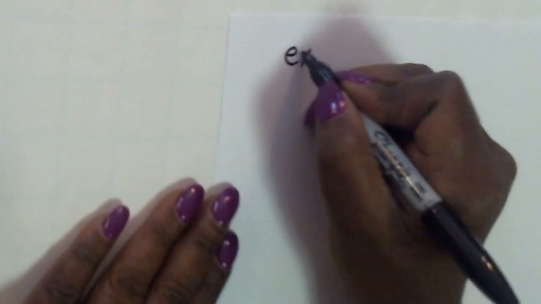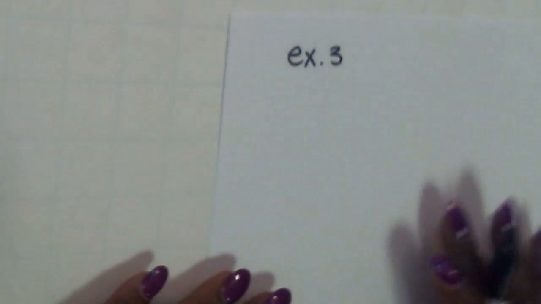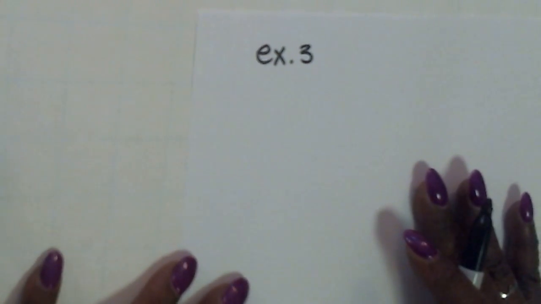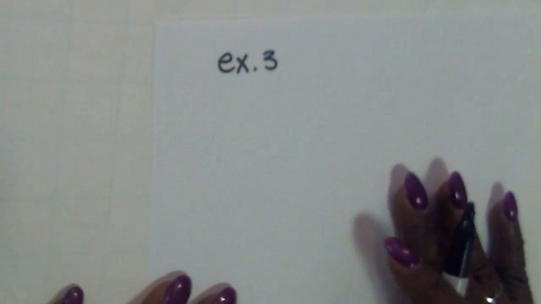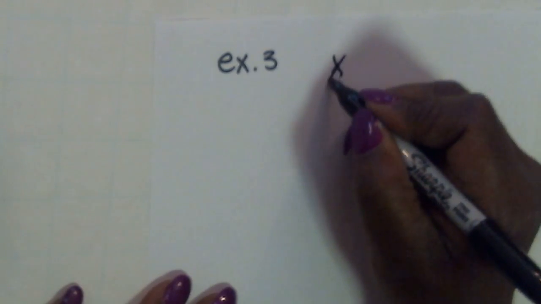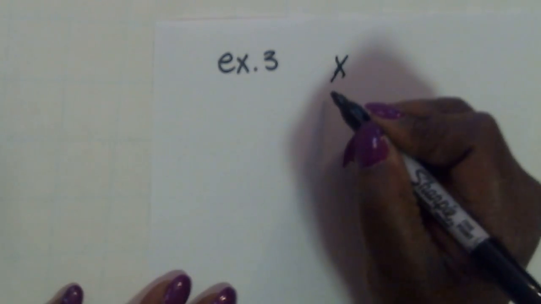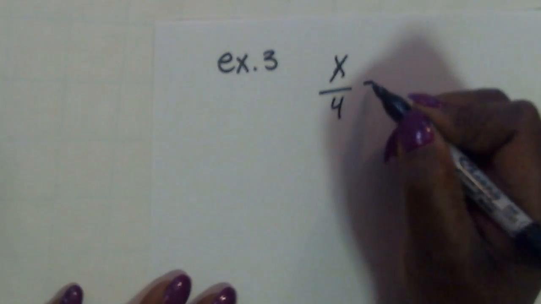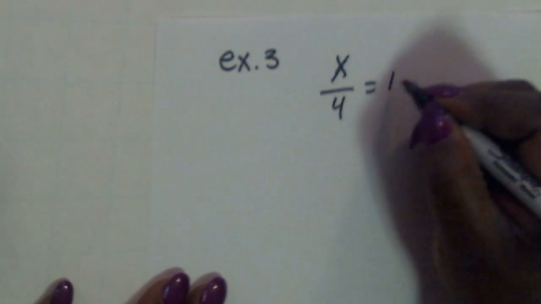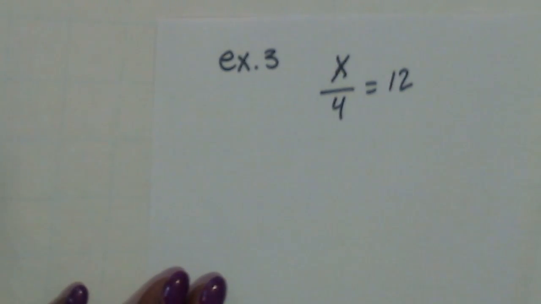My next example is to use multiplication. So multiplication, you need to find the multiplicative inverse or the reciprocal. It's also called the reciprocal. So say I had, let's see, x divided by 4 equals 12. Okay, x divided by 4 equals 12.